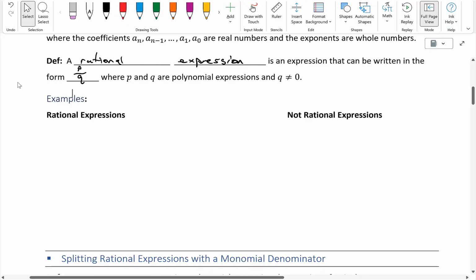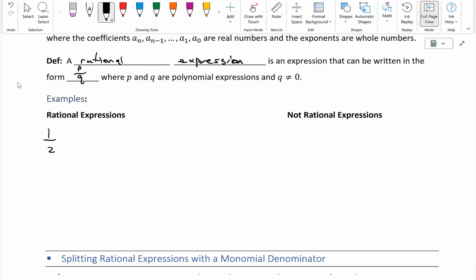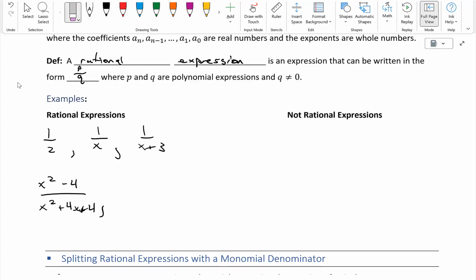Our rational expression would be something like 1 over 2, a nice fraction you've seen before. Maybe 1 over x. 1 over x plus 3, and we don't just need a 1 in the numerator, we could have more, so like x squared minus 4 over x squared plus 4x plus 4, any combination of polynomials, right? So those expressions you've seen before with the nice whole number exponents and real number values for the coefficients make up those polynomials, and if we divide two of those, we get a rational expression.